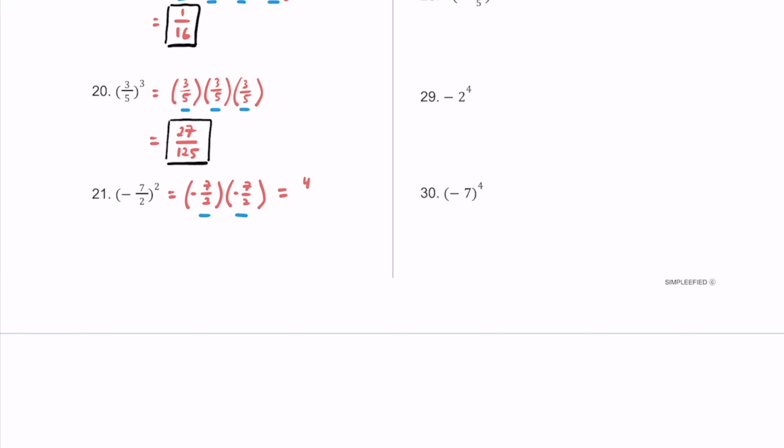So we can go ahead and put 49 on top. And on the bottom, 2 times 2 is 4. And so this we could write as our answer. Just a negative times a negative is a positive. You could also write this as a mixed number if you want.